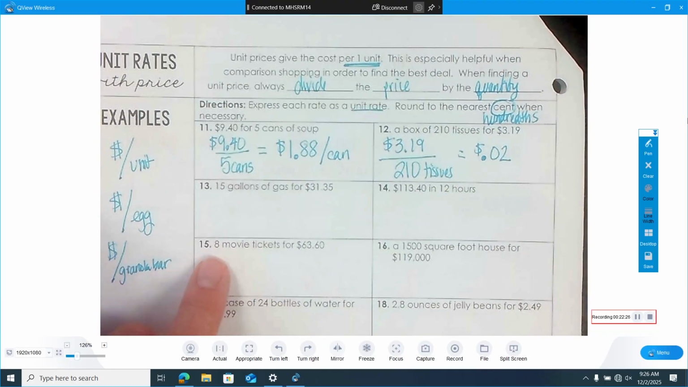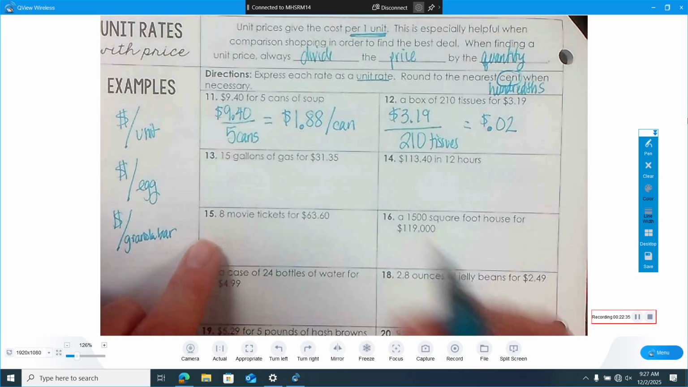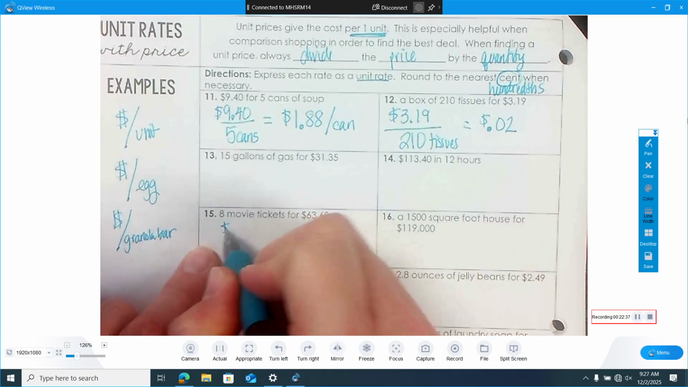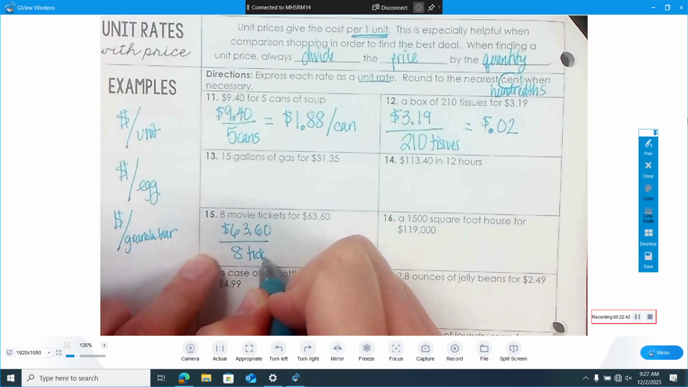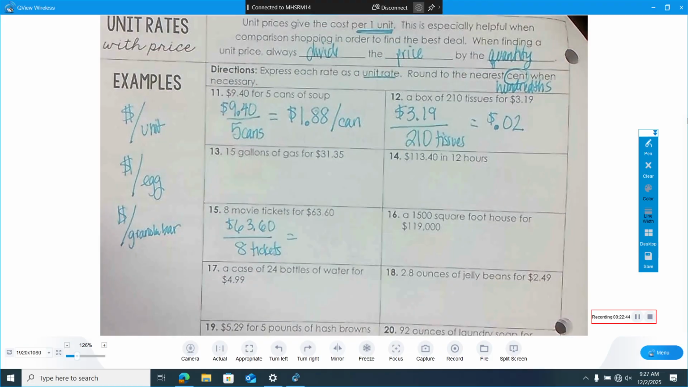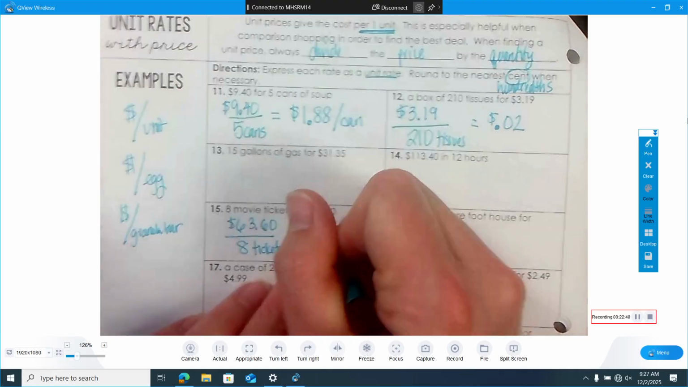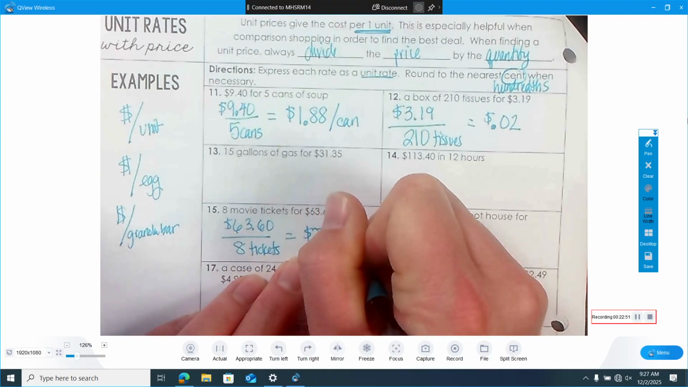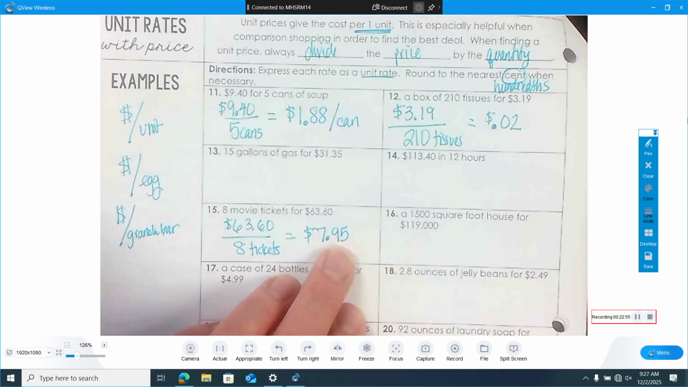Let's skip down to number 15. 8 movie tickets for $63.60. How do we find the cost per ticket? What goes on top? The money. $63.60 per 8 tickets. Let's divide that. 63.60 divided by 8. What do we get? 7.95. So we want 2 decimal places.